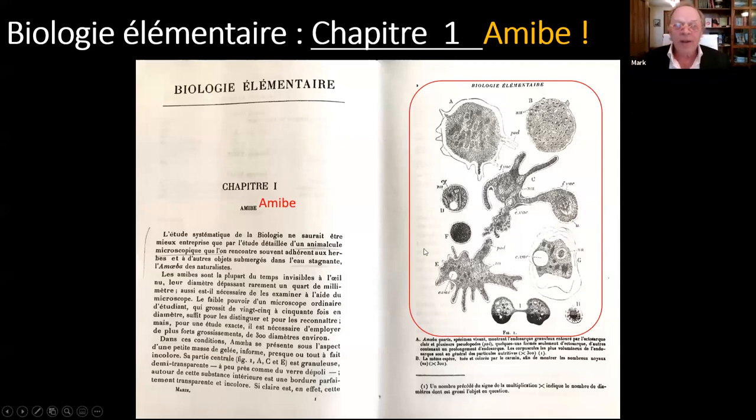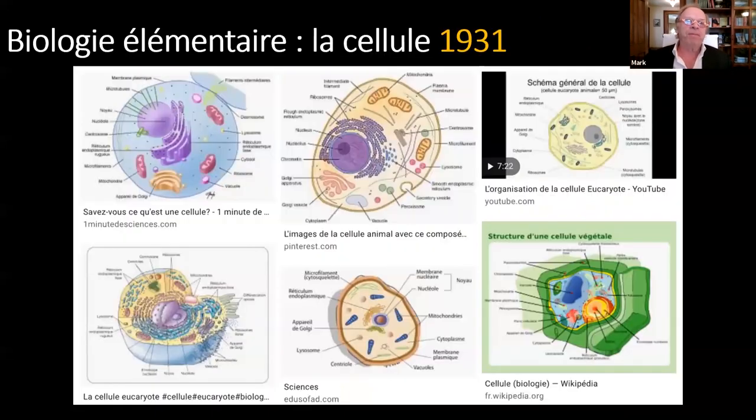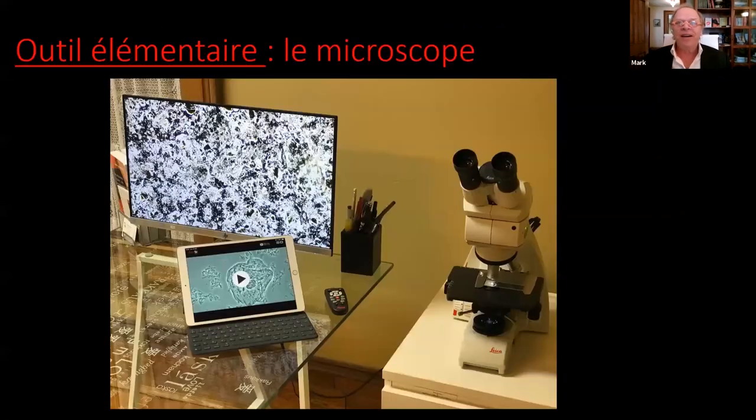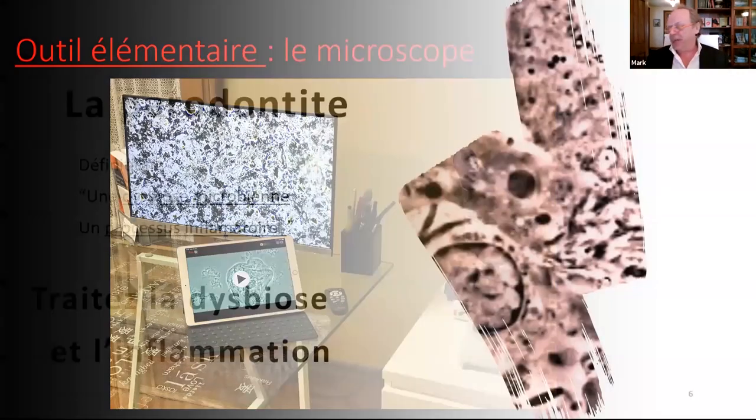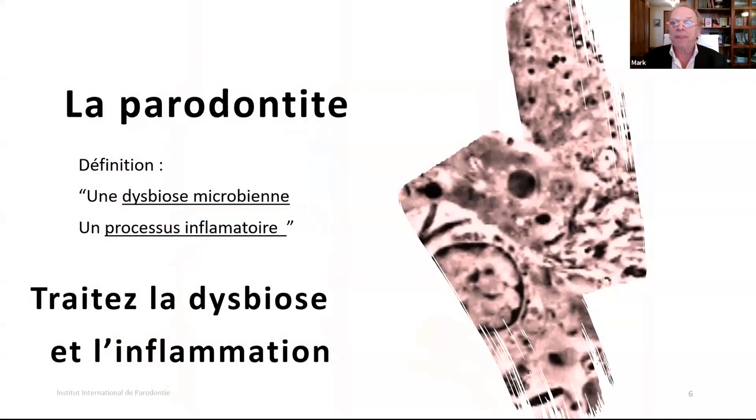This is some kind of knowledge we tend to forget. Also, a good reference in elementary biology would be the cell, 1931. We have a microscope, which we can now use in dental offices, and it is a necessary apparatus we need to show the patient what is in his periodontal sulcus. We have to show this to the patient. So before you do some implants, we suggest to cure periodontal disease.